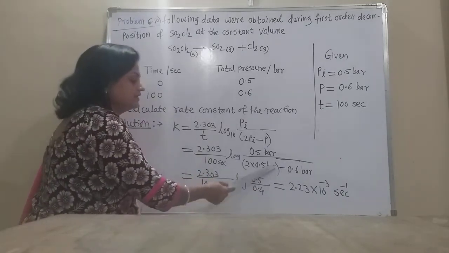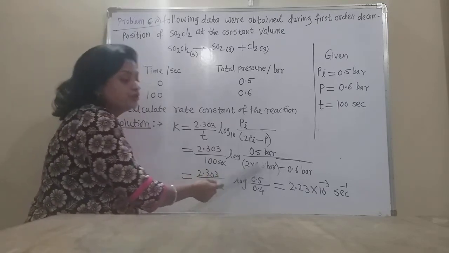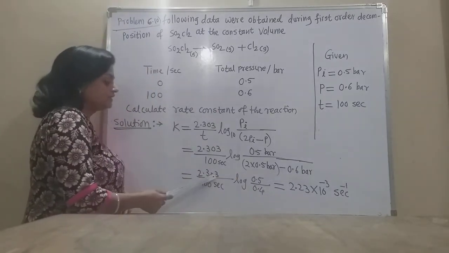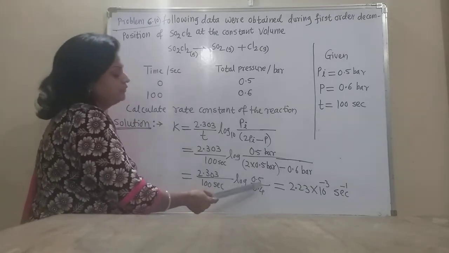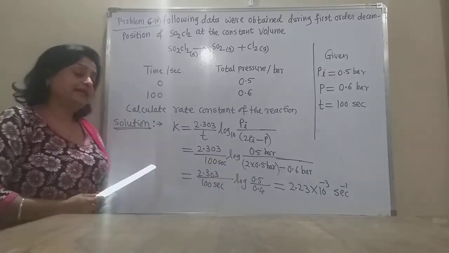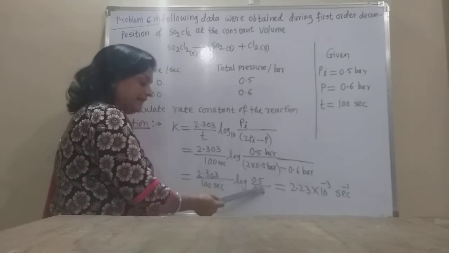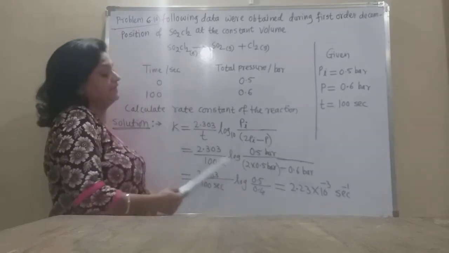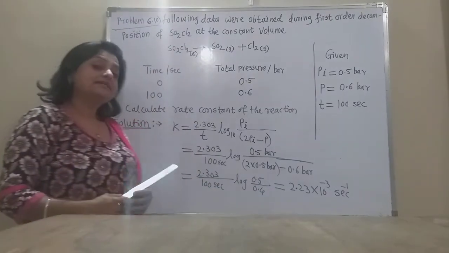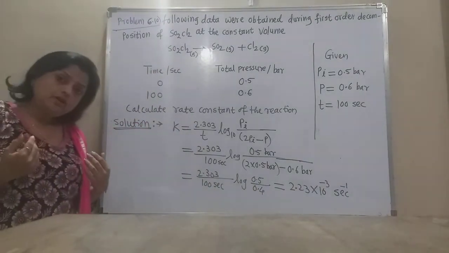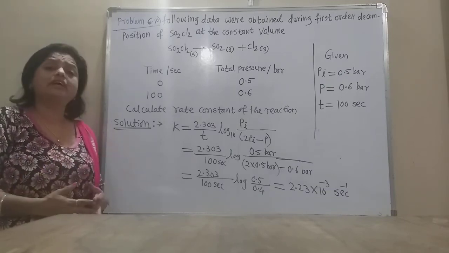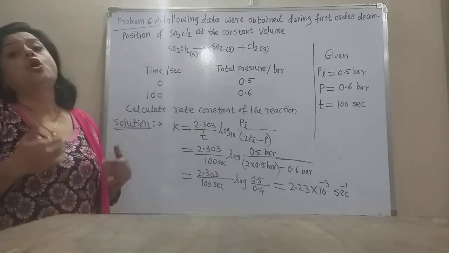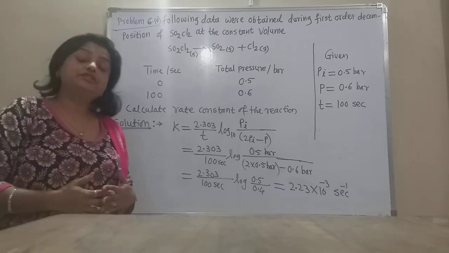Now this becomes 1.0 bar, and 1.0 bar minus 0.6 bar is equal to 0.4. So 2.303 divided by 100 seconds, log of 0.5 divided by 0.4, because bar, that is the unit, gets cancelled. After calculating this log and doing this calculation, the rate constant obtained is 2.23 into 10 to the power minus 3 per second. Now this is the problem on the integrated rate law of the gas phase reaction. In this way, we can calculate the rate constant, half-life period, or the concentration after time t by using these different formulas.